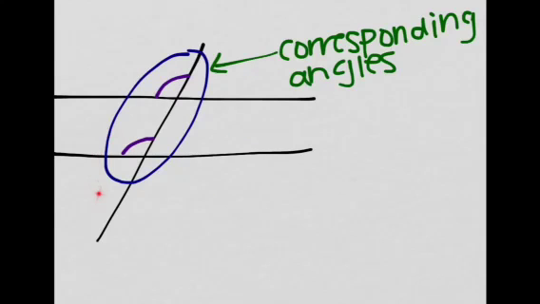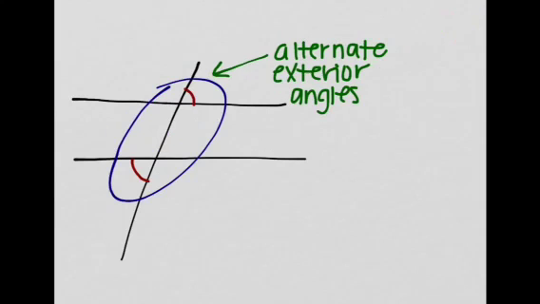Okay, then these two angles are called corresponding angles. As you realize, they're on the same corresponding side. Okay? Then these are called alternate exterior angles. As you realize, they're alternate and they're outside of the two parallel lines.